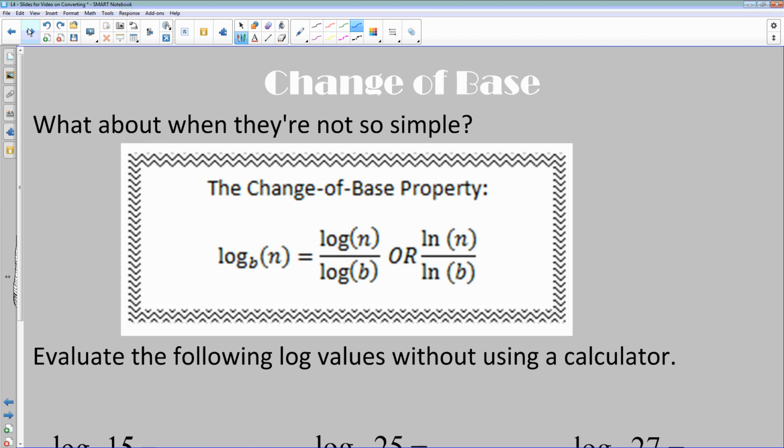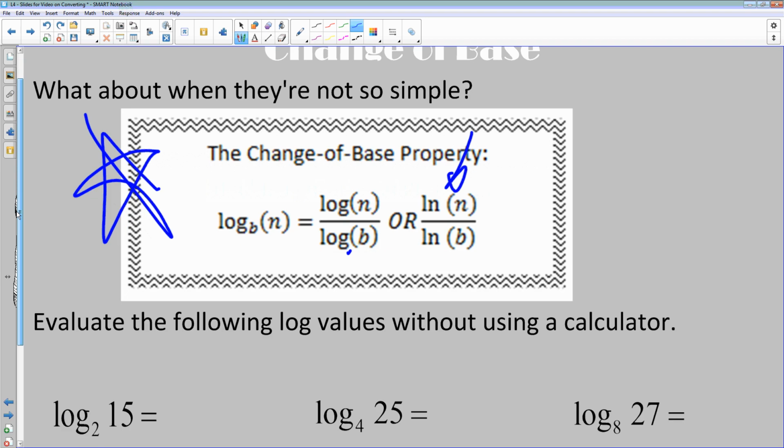So what about if they're not so simple? That's when we need to use a calculator or Desmos, or even our smartphone can handle this. If you turn it on its side, it becomes a scientific calculator. Blow your mind. This is known as the change of base property. This is something you need to memorize, just like the conversion rule. When we see log base b of n, that can be rewritten as log of n over log of b. Notice that these are now base 10, which is what your calculator defaults to. The same process works for ln. Your calculator has ln on it as well, which I'll show you in just a moment.